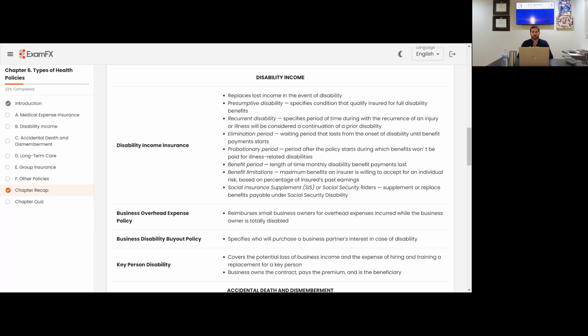Social Insurance Supplement, SIS, or Social Security riders supplement or replace benefits payable under Social Security disability. So this is just a supplement to your Social Security and the disability aspects that are tied to it. Anytime you hear social insurance, typically they're talking about Social Security. So when you hear social insurance supplement, just know that it's a rider supplementing your Social Security disability aspect in disability income insurance.